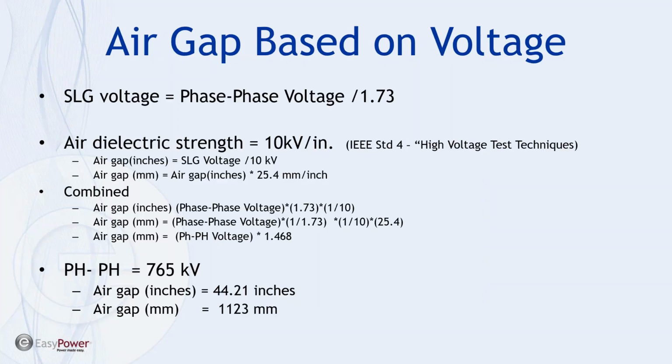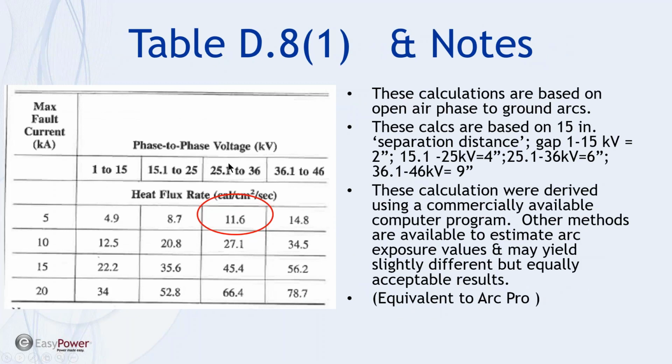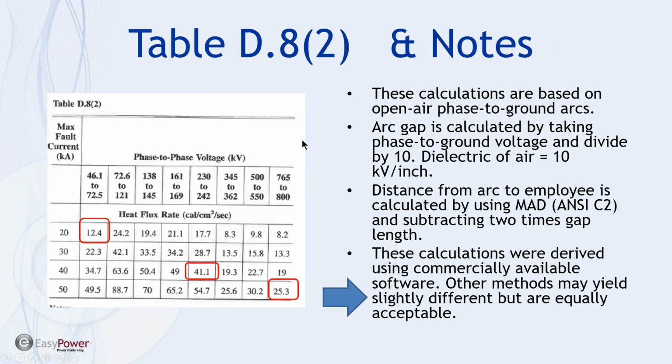All right, so a little bit of background on where all this stuff came from. We're going to be using single line to ground voltage, and basically we derive that by taking the phase-to-phase voltage and dividing it by the square root of 3. And then, as we see here in the D2 notes, the air gap is calculated by taking the phase to ground and dividing by 10, because the dielectric of air is 10 kilovolts per inch.